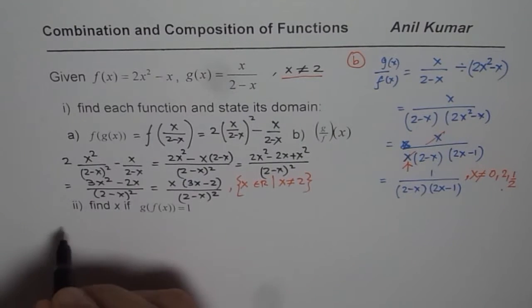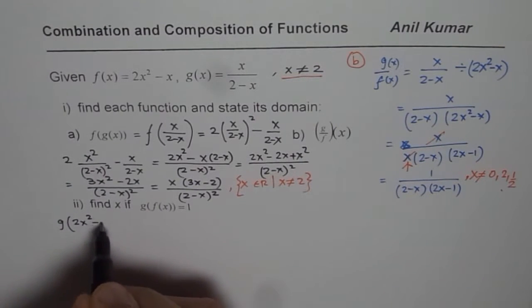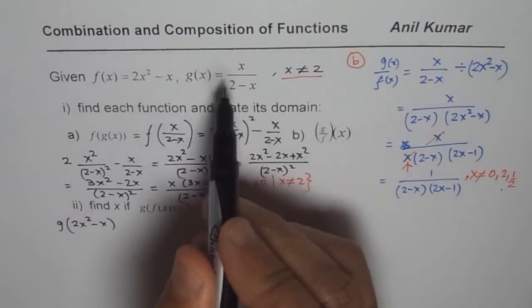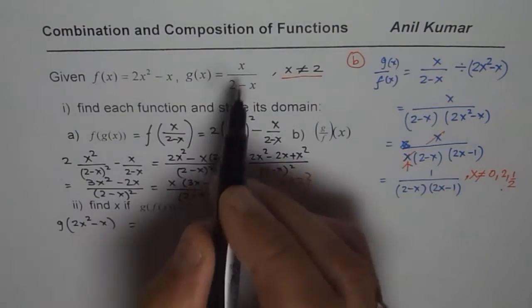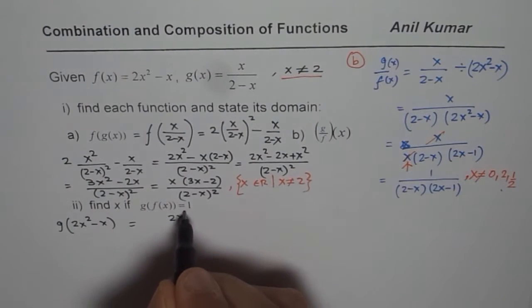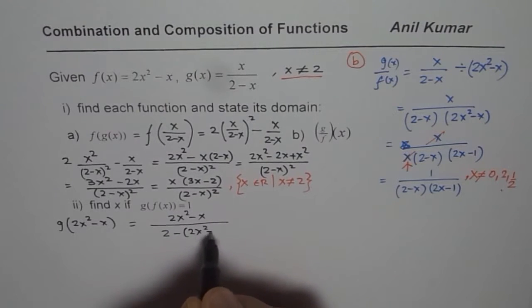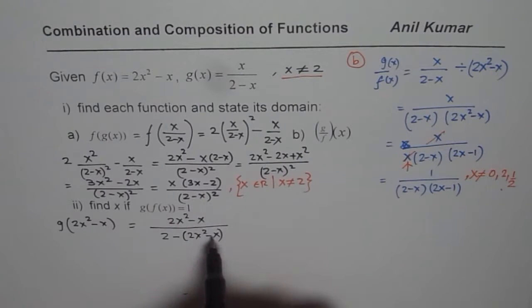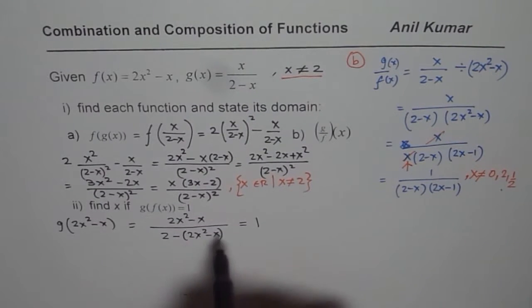g of f of x means g of f of x is 2x squared minus x. Now when I say g of f of x, I have to substitute this value into this function. So 2x squared minus x will replace x. We have 2x squared minus x divided by 2 minus (2x squared minus x). You get the idea, right? Now this particular function should be equal to 1. For that we can equate this to 1 and now calculate the value of x, correct?